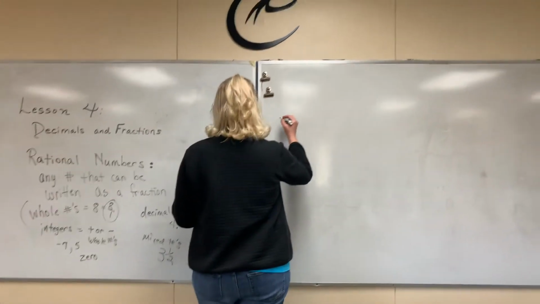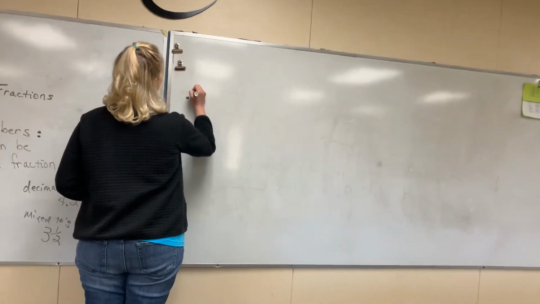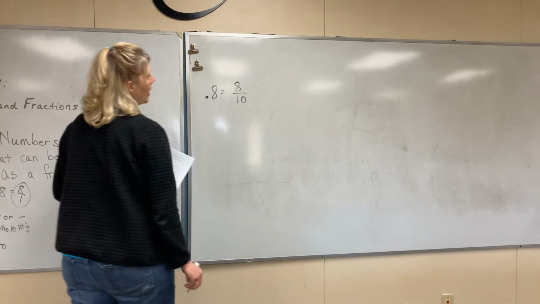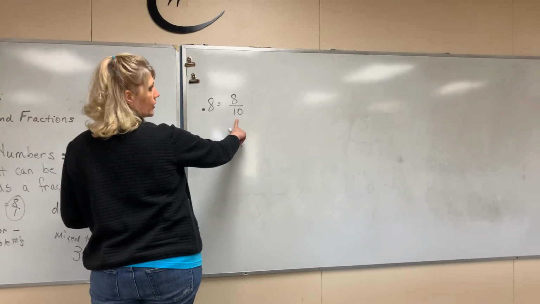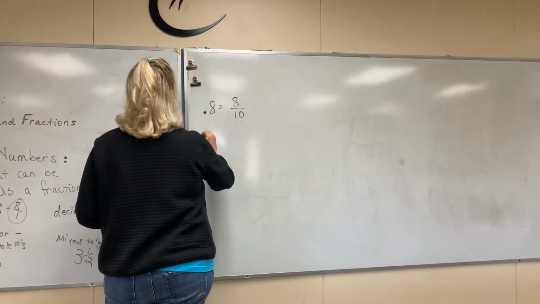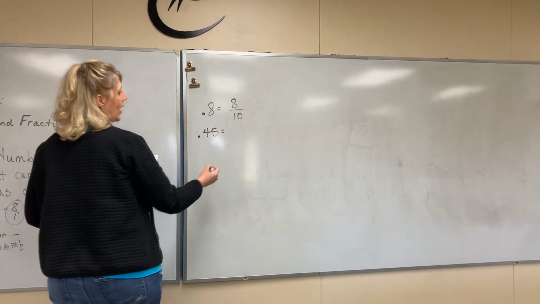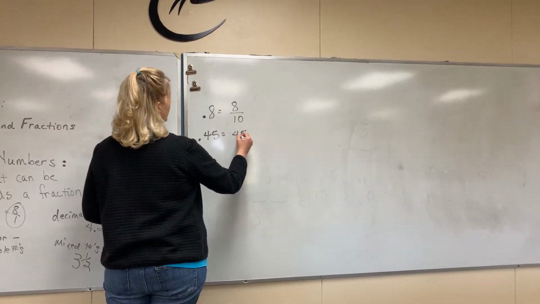So, for example, if you had 0.8, you know that that's 8 over 10, right? That's changing a decimal to a fraction. You already know how to do that. What if you had 45 hundredths? How would you write that? I bet you already said it.